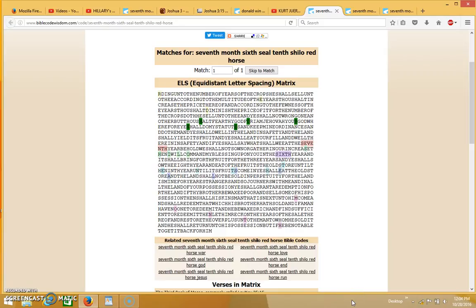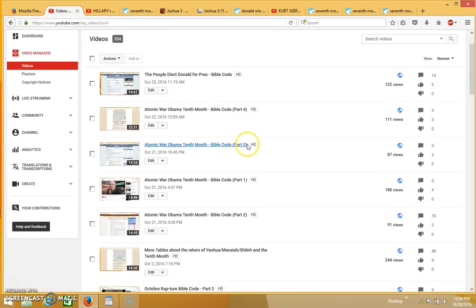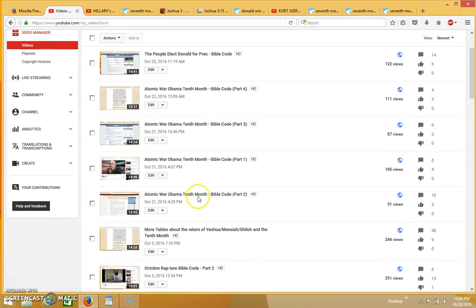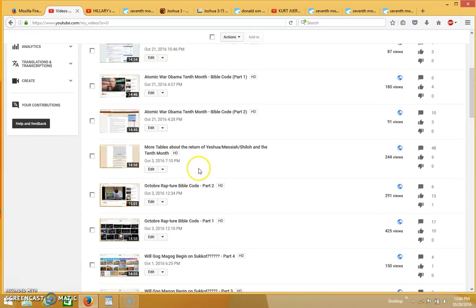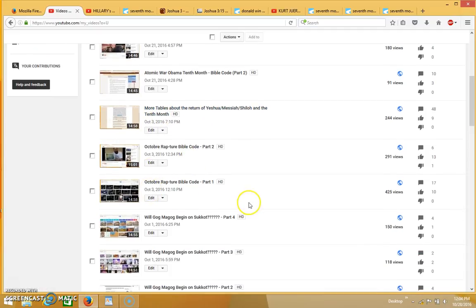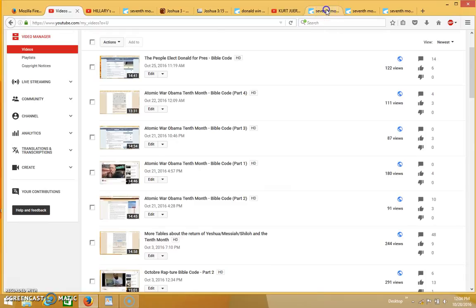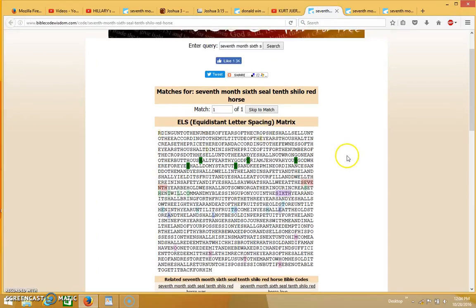Hi everyone, I've got another Bible code to share that's coming up on the 10th month, in addition to all the other Bible codes that I've done where the terms 10th month come up. As you can see here, I've done several codes that talk about the 10th month or the month of October, and this is just one more to add to the list.